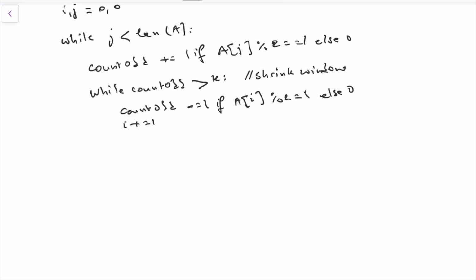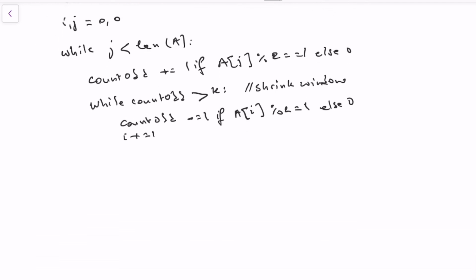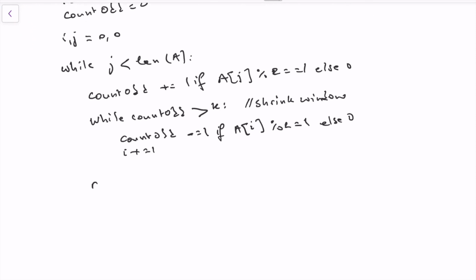And just before incrementing j here, we need to count the range that we just found. So when we exit this loop, the count odd would be equal to k or less than k, right? And anything less or equal to k, we want to count it. So we need to include that in our result. And since we are taking anything that is less than k, so anything in that interval i j, like this, we need to get the entire interval, because if this is k or less than k, any interval in between would have also less than k odd numbers. So we'll need to include it in our result here.